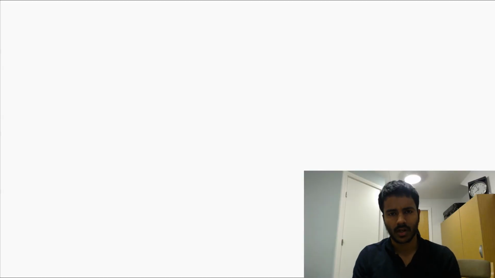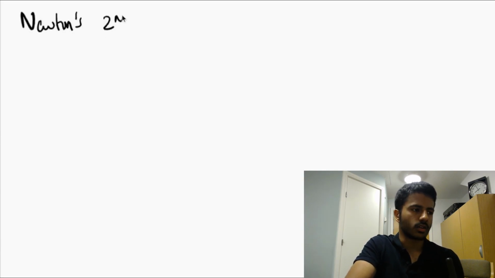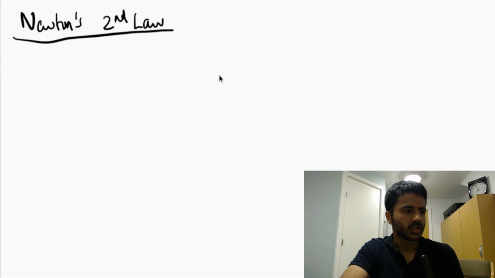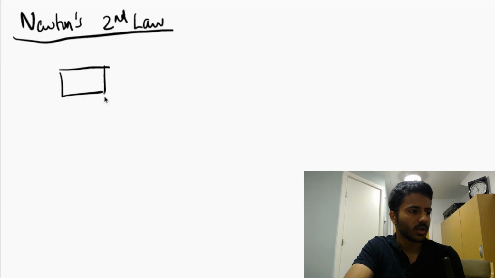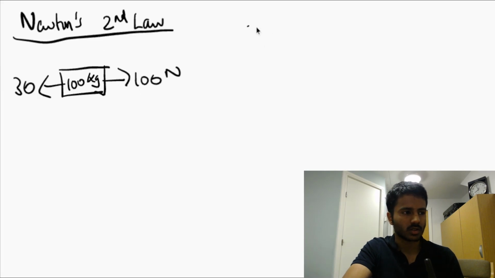So today we're going to be looking at Newton's laws of motion. And the first one we're going to look at is the second law of motion. Now Newton's second law is, let's say you had a body and there were a couple of forces acting on it. Let's say a 30 Newton force this way and a 100 Newton force that way. Let's say the mass of this body was 100 kilograms. Newton's second law states that the resultant force, F, is equal to the mass of the body times its acceleration.